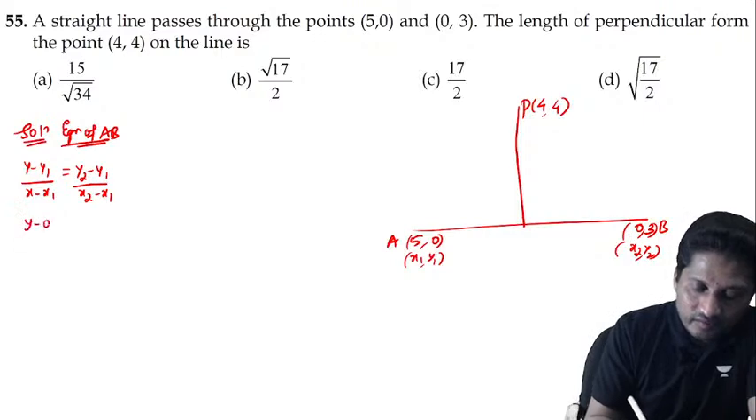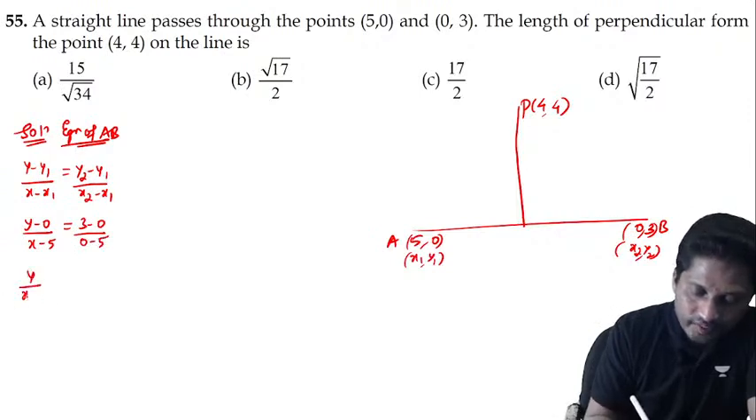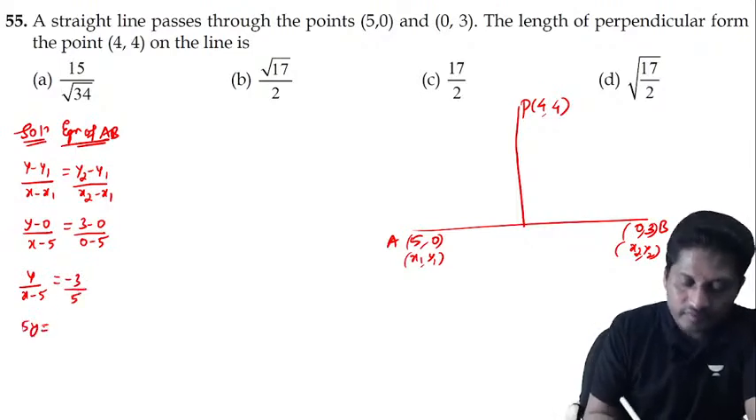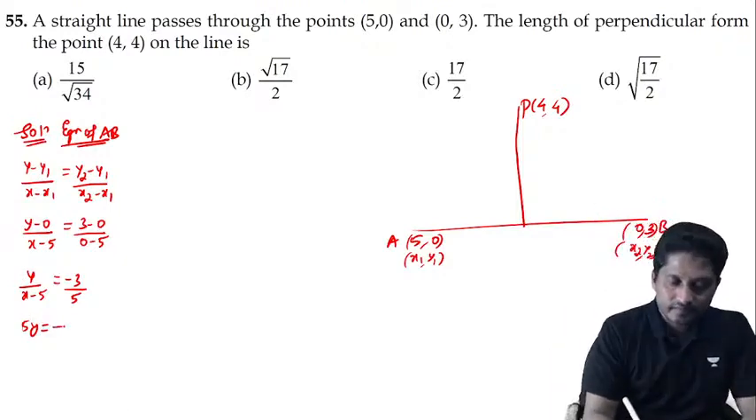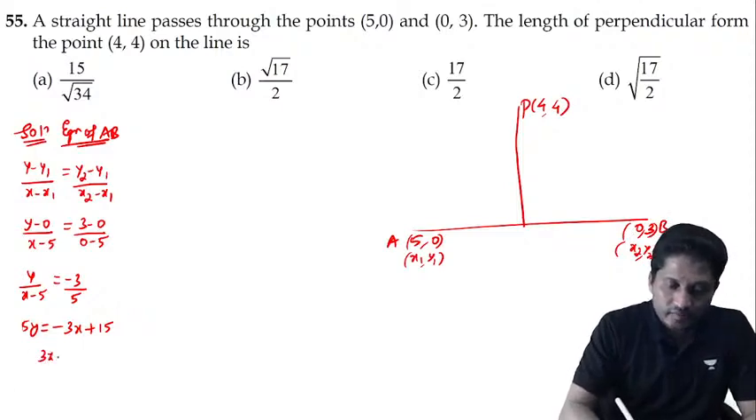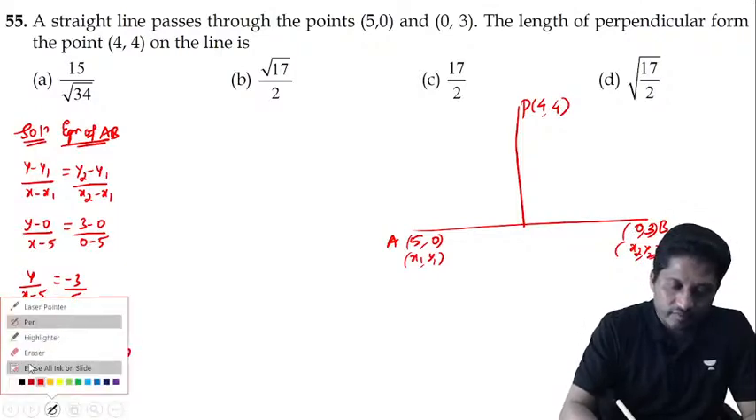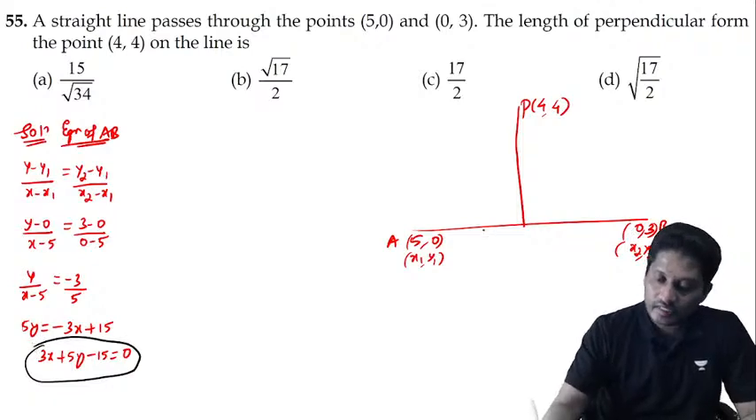Right, y minus 0 divided by x minus 5. y2 minus y1 is 3 minus 0. x2 minus x1 is 0 minus 5. y divided by x minus 5 is minus 3 by 5. If I cross multiply, you get 5y is equal to minus 3x plus 15. So you get 3x plus 5y minus 15 is equal to 0. This is the equation of the line. This line is 3x plus 5y minus 15 is equal to 0.